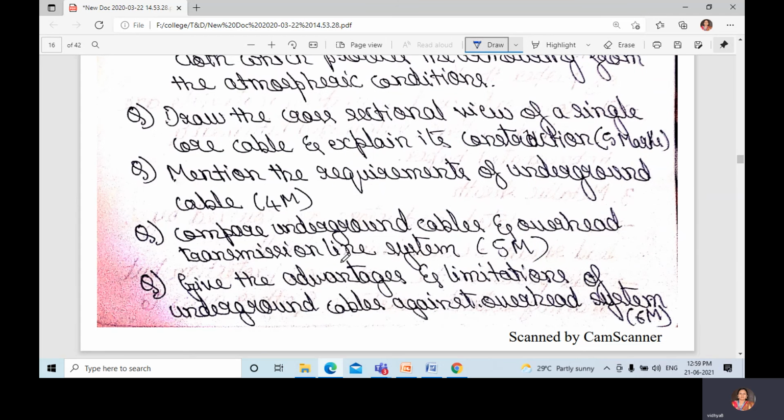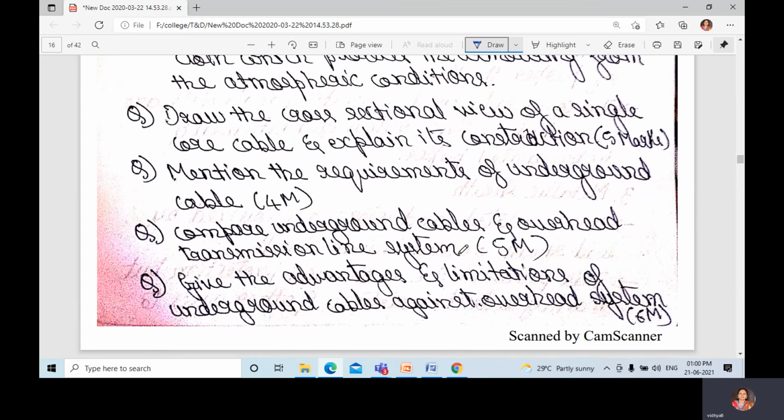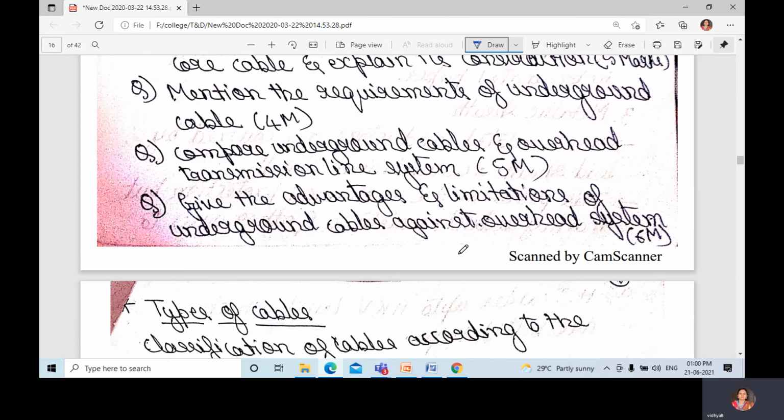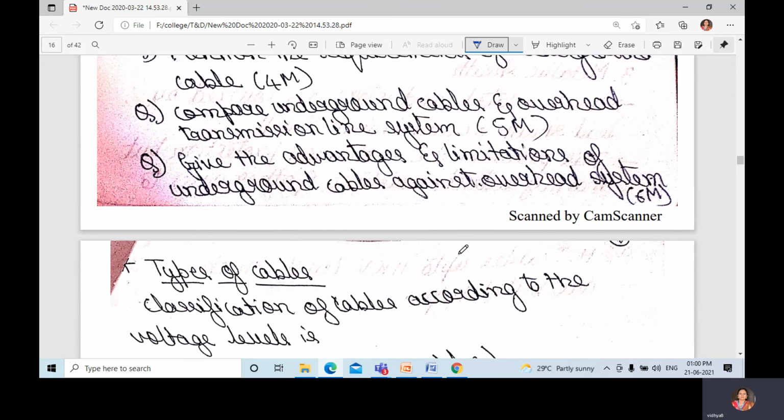You may be asked questions regarding this. Draw the cross-sectional view of a single core cable and explain its construction. Mention the requirements of underground cable and compare underground cables and overhead transmission lines. Give the advantages and limitations of underground cable against the overhead system.